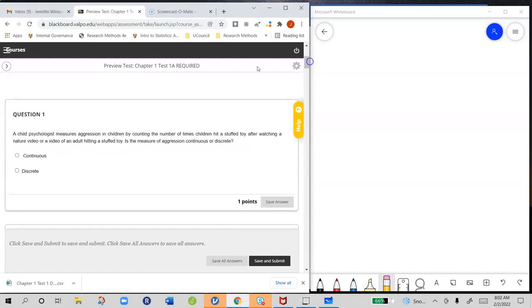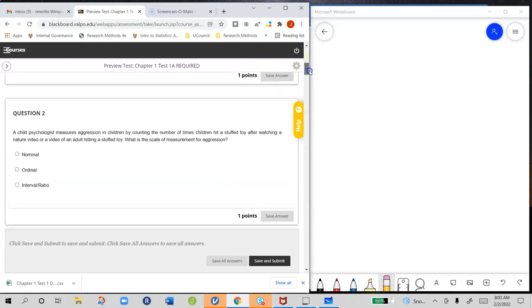Right. So our very first question here is looking at the number of times children hit a stuffed toy after watching a nature video, or a video of an adult hitting a stuffed toy. We want to know, is the measure of aggression continuous or discrete? This would be a discrete measure, because there's nothing that occurs between any two categories. A kid could hit a toy 1, 2, 3, or 4 times, but fractions and decimals don't make sense, and for that reason it's discrete.